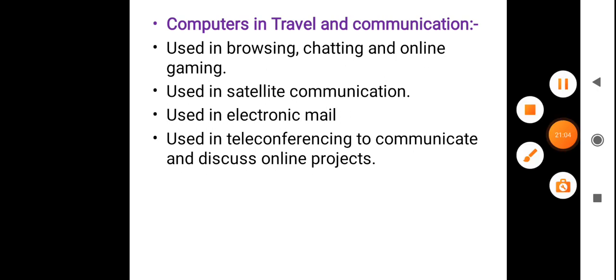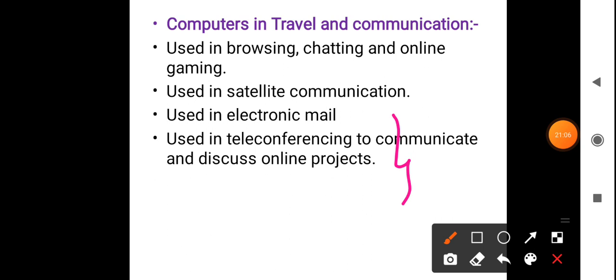Like how we are doing online classes for you now, there are no physical classes for you, so we are conducting online classes. Using computers, we can develop any number of applications. We can develop numerous points for the applications of computers.